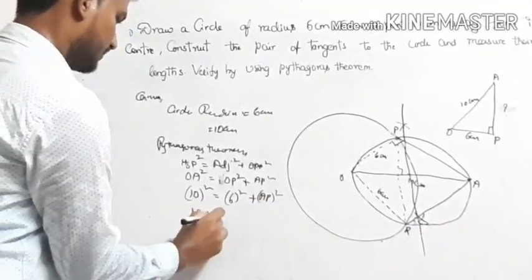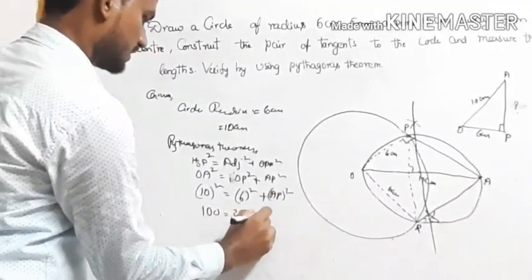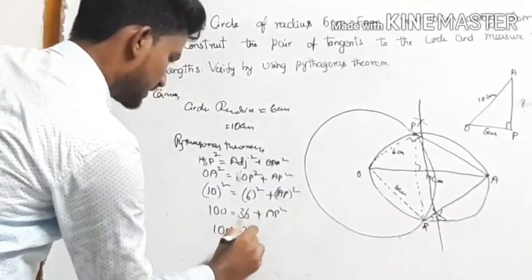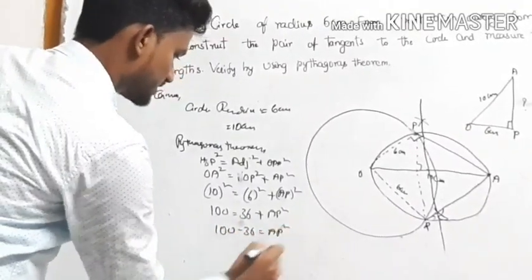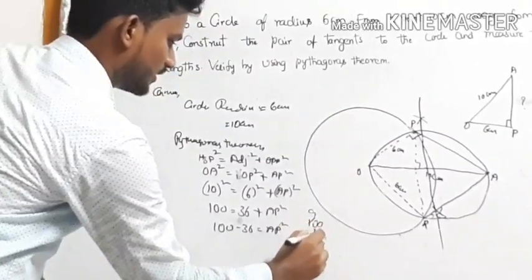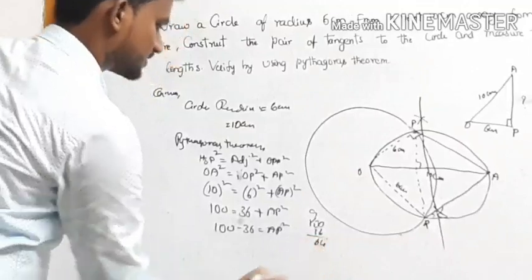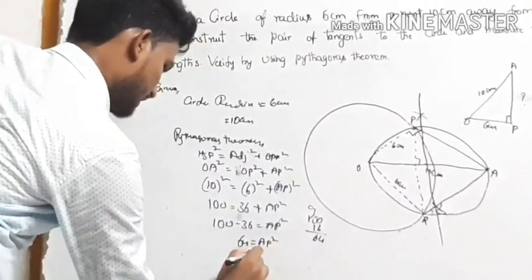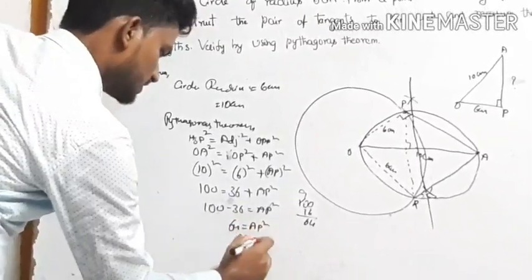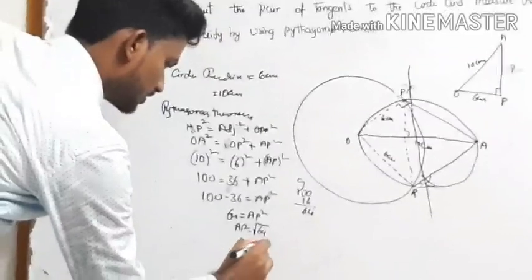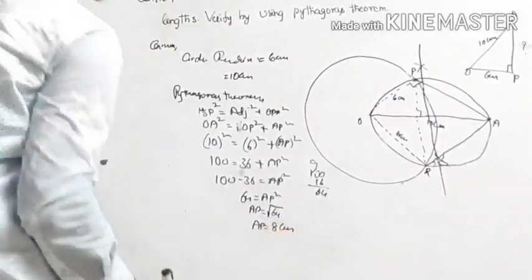This is 100, and this is 36 plus AP square. So 100 minus 36 equals AP square. 100 minus 36 is 64. This is 64 equals AP square. The square goes to this side and becomes root 64, that is AP equals 8 centimeters.